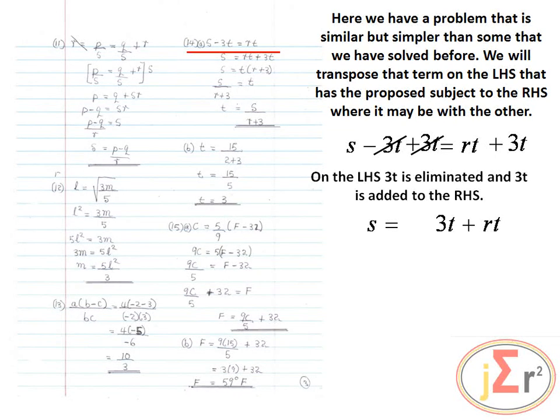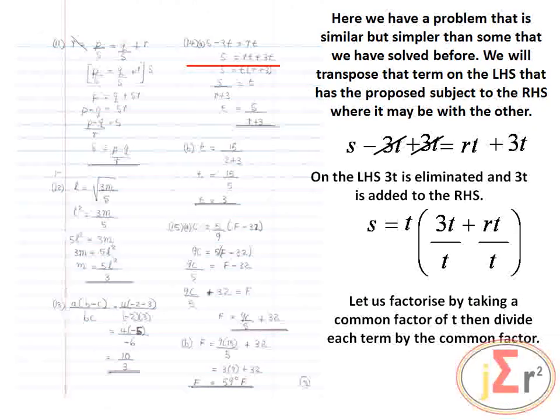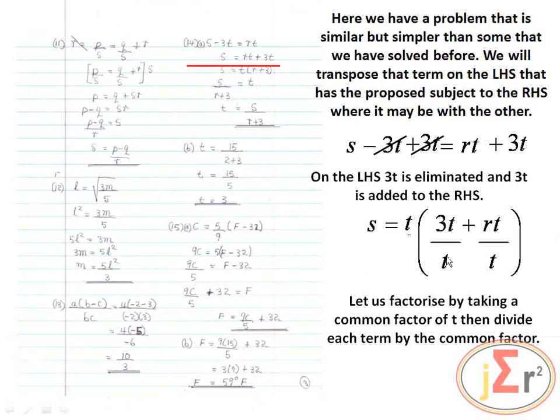Factorization is the process by which we take the highest common factor of the terms and divide each one by the highest common factor. So let us factorize by taking a common factor of t, then divide each term by the common factor. There we have it. The common factor is here, and we are dividing each term by the common factor. Those are gone, and also that. So we have in this bracket 3 plus r.